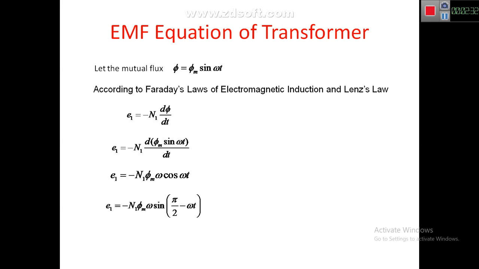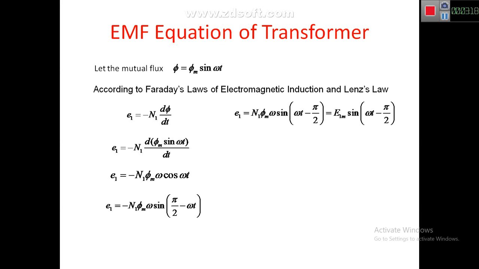Now I need to convert cos in terms of sine. So it will be sine of pi by 2 minus omega t. But I would like to interchange these two terms, omega t and pi by 2. That means I introduce one minus there. Now it will be sine theta, but I would like to make it sine minus theta. According to trigonometry, sine of minus theta is minus sine theta, and that minus and the one minus we already have according to Lenz's law get multiplied to become positive. So finally the output is capital N1 phi m omega sine of omega t minus pi by 2.